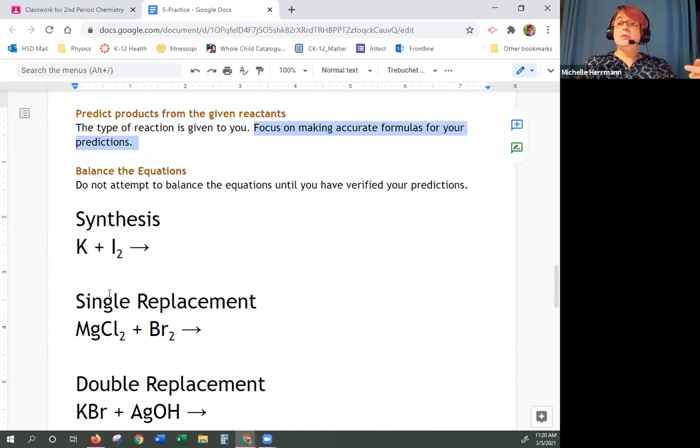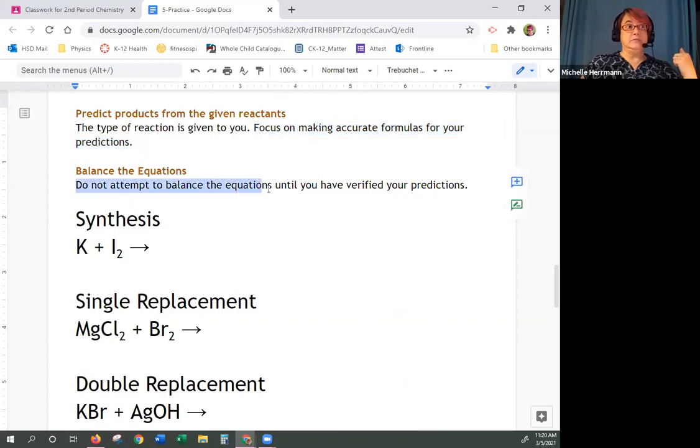We are going to do a Kahoot on Monday. If you have all of these answers in advance, then you can put in your answers as we go on the Kahoot and you can see how many you get right. Do not attempt to balance them until you've verified your predictions.